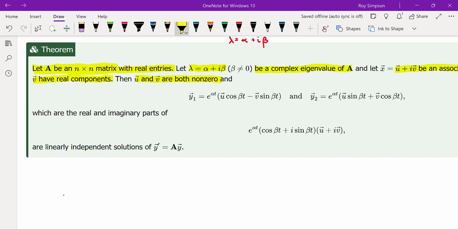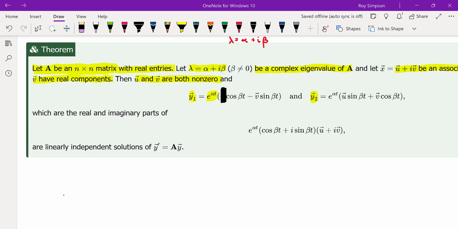Then we get two linearly independent solutions, y sub 1 and y sub 2. y sub 1 is going to be e to the alpha t. Now this should look familiar. If I ignore the u and the v here and just said e to the alpha t cosine beta t plus or minus sine beta t, you would say, oh yeah, that's very much like when we had imaginary solutions to second order differential equations from the past. And you're absolutely right, it is that.